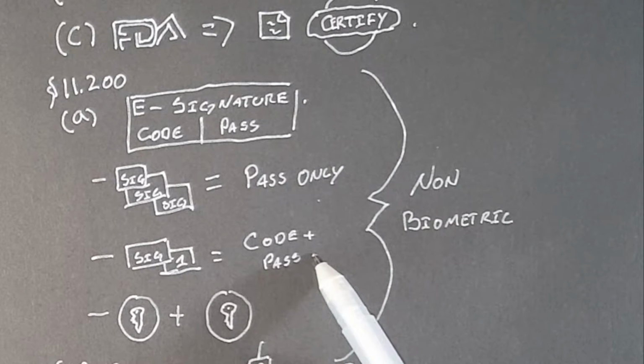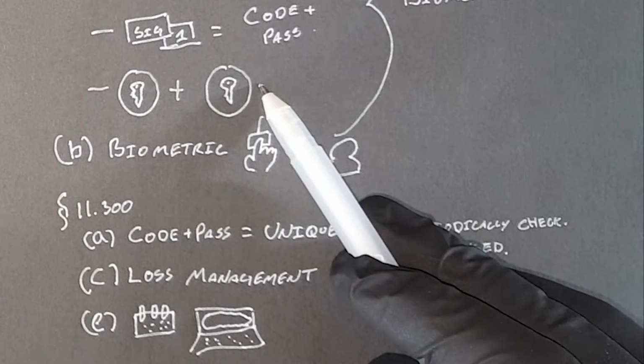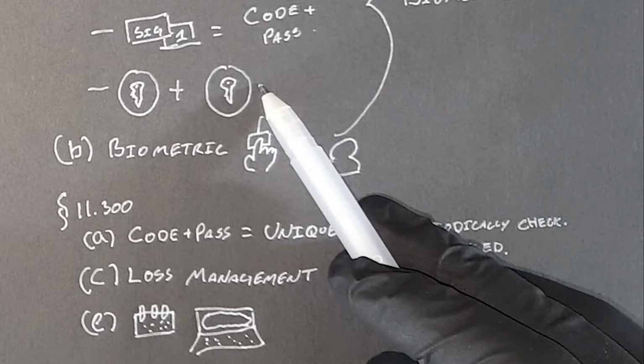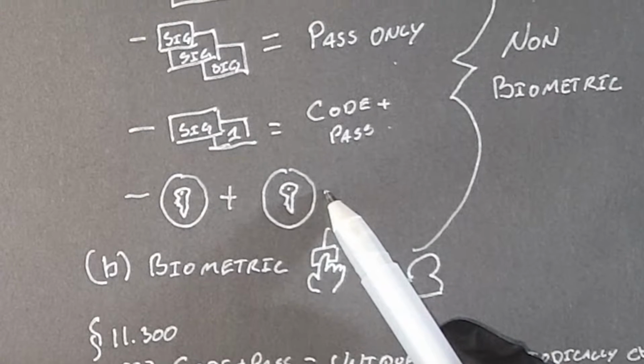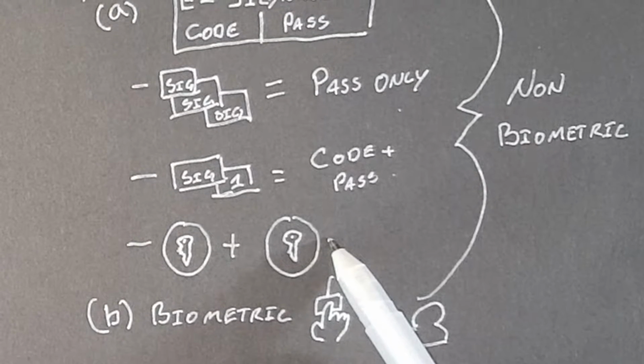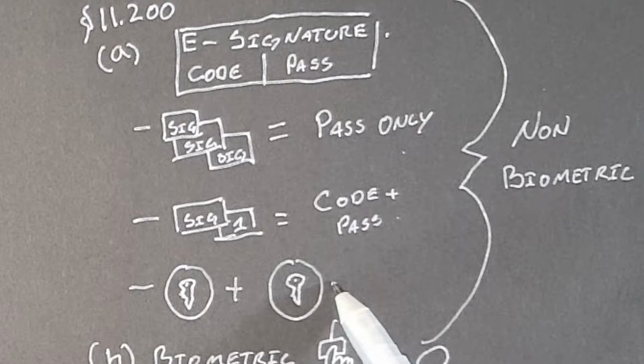Now, if they're signing something in a non-continuous way, such as they sign something once and then stop and then sign something else, both the username and the password, both the identity code and the password, are required for each signature. Also, the system must be set up so that if someone's attempting to use someone else's signature, it requires at least 2 people collaborating. So ultimately, if someone's trying to hack your system, they can't do it alone.